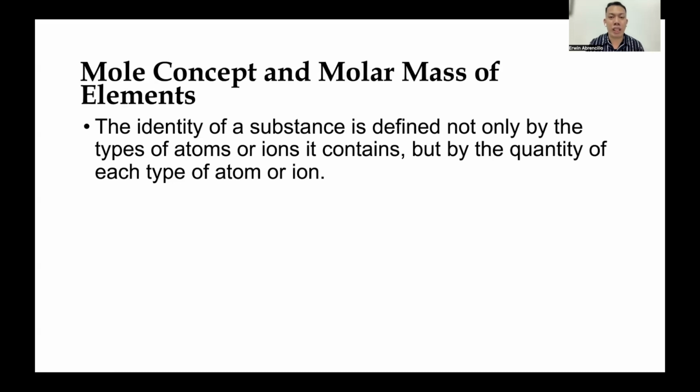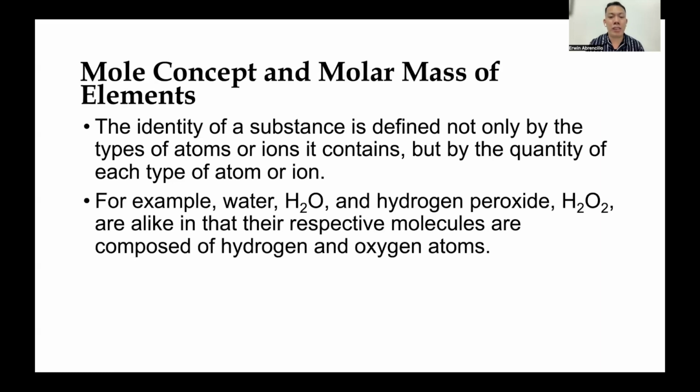So how many atoms are there in a certain formula, or how many ions? For example, let us take water and hydrogen peroxide. Water has a chemical formula of H2O, and hydrogen peroxide has a chemical formula of H2O2. They are alike in that their respective molecules are composed of hydrogen and oxygen atoms. However, they differ in the number of atoms of each element in their formula.